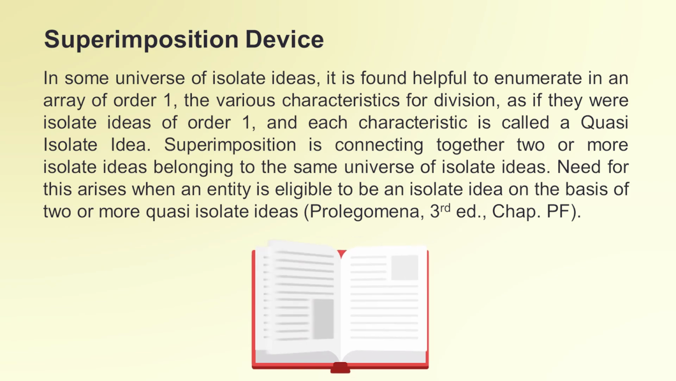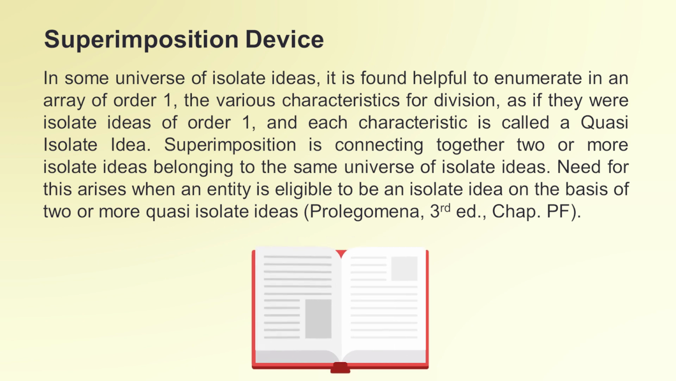Okay, now the superimposition device. In some universe of isolate ideas, it is found helpful to enumerate in an array of order 1 the various characteristics for division as if they were isolate ideas of order 1, and each characteristic is called a quasi-isolate idea.